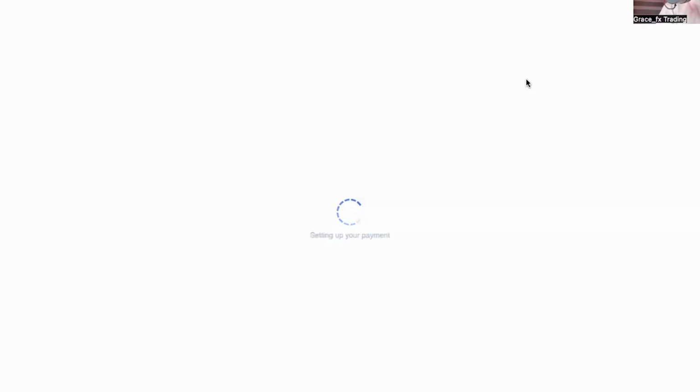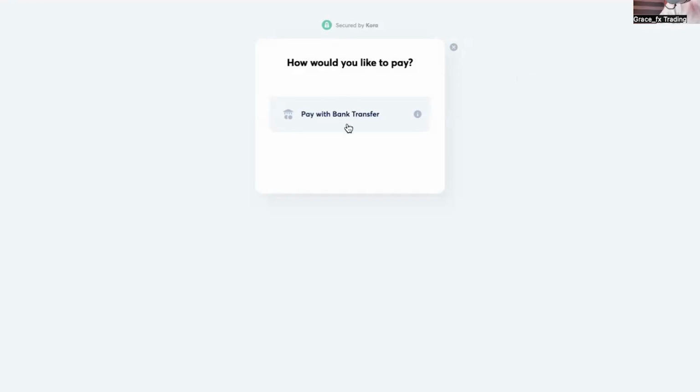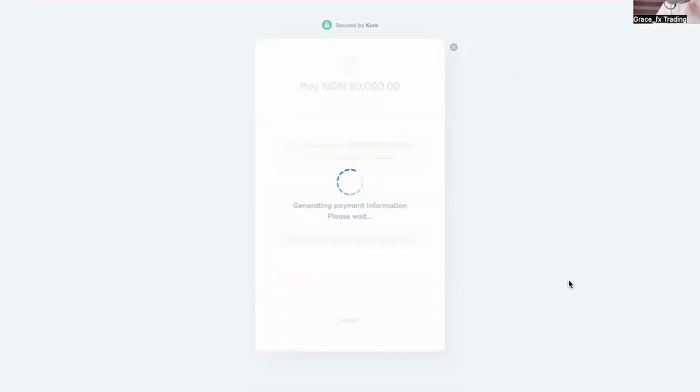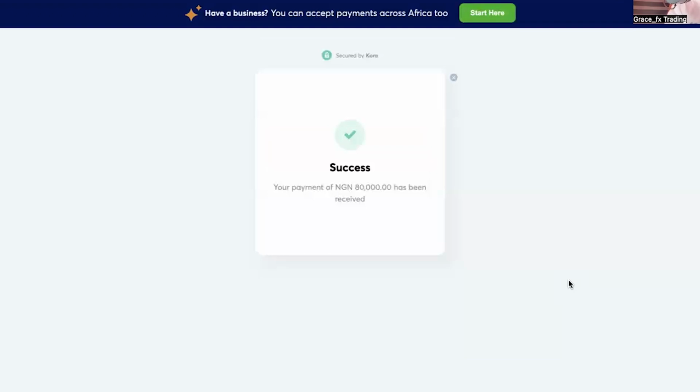What I just need to do now is make the transfer right now, and then I'll be back to show you guys the outcome. All right, pay with the bank transfer, I understand, and all that. So that's how it works. That's how to deposit money into the account. Okay, success. Then it's time to go back to my merchant.